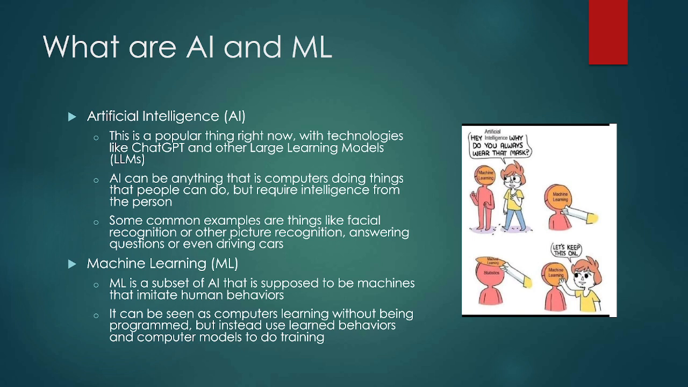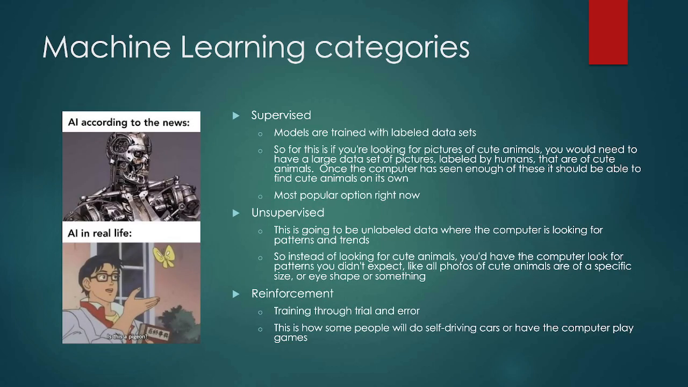Machine learning is a subset of artificial intelligence that's supposed to be machines imitating human behavior. So anytime we can sort of train a computer to do something, that's considered machine learning. So if they can learn without being programmed and use these learned behaviors, and we can train using these computer models, that's considered machine learning. Machine learning does fall into a couple of different categories.